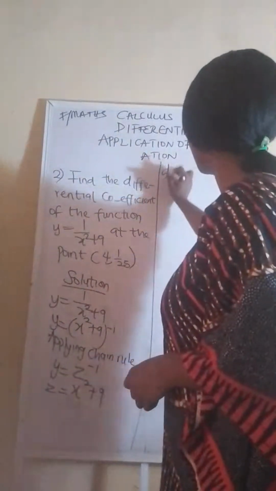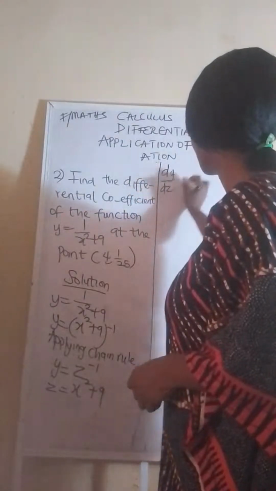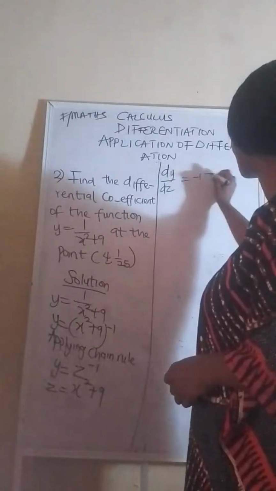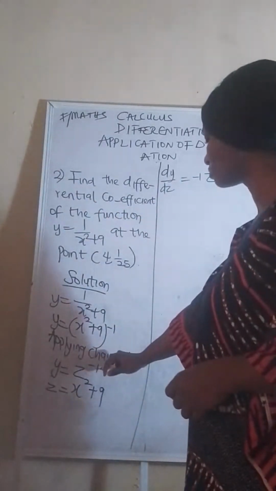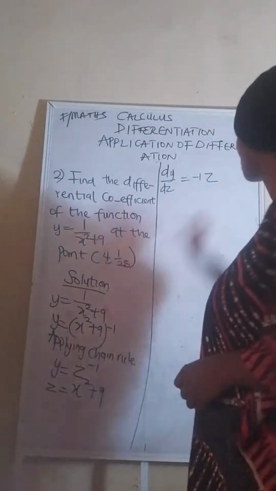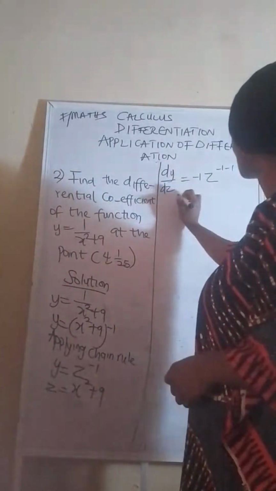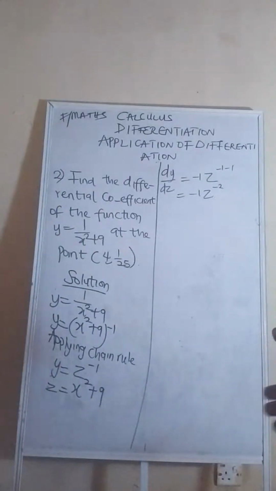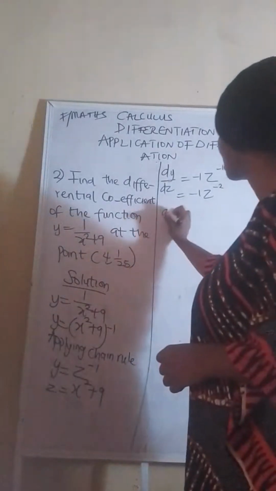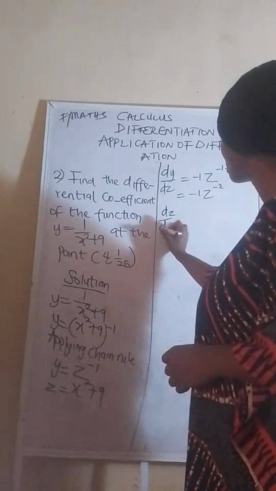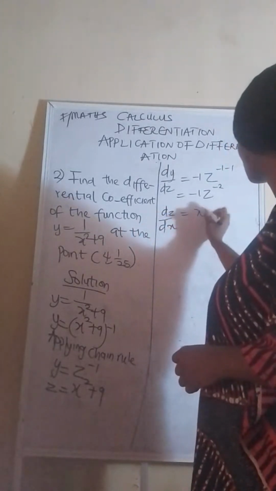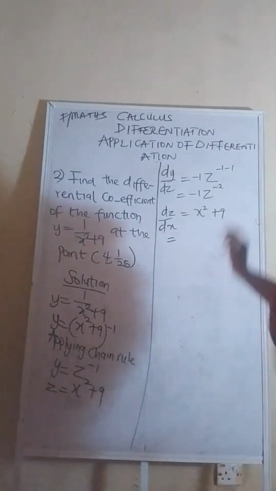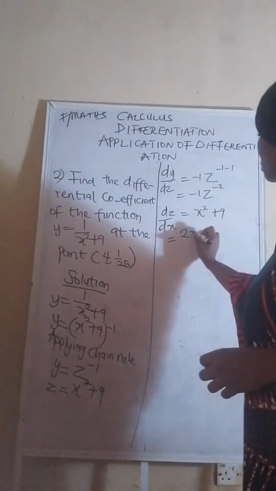So let's differentiate dy/dz. So we now have this minus 1 will come down here. So we have minus 1z. So now you subtract 1 from this minus 1. So we have minus 1 minus 1. So we have minus 1z raised to power minus 2. Have you seen that now? So now let's differentiate dz/dx. So if we differentiate dz/dx, we have what? 2x. Have you seen that now?